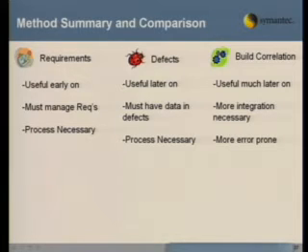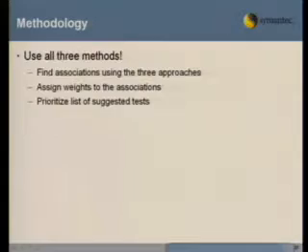So our methodology is to use all 3 methods. If we can find associations using all 3 approaches, each one will return a different set of tests for us to run. From there, we can make another prioritization, another weighting technique, to determine which tests we should be running out of the ones the 3 methods return. I also have to say in our methodology, this isn't a replacement for any of our current processes. This is in addition to.